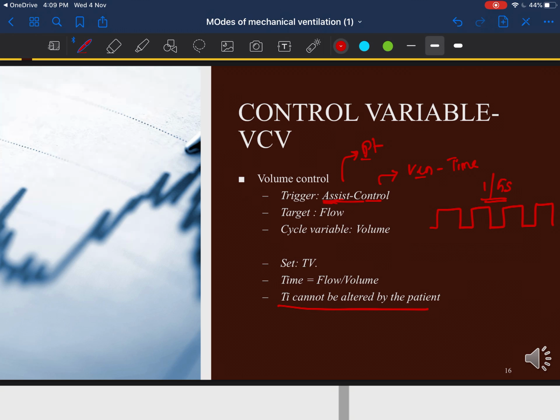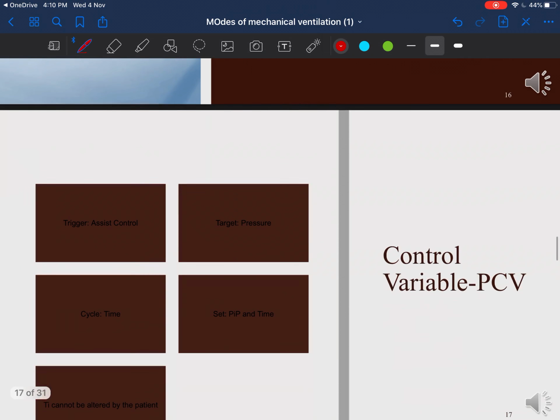If you have added this assist mode, then after a breath the ventilator waits for some time. Is the patient going to trigger? Is the patient going to trigger? If the patient is triggering, then the ventilator will provide a breath. If the patient is not triggering, then the ventilator will provide a mandatory breath. The spontaneous breath or a patient triggered breath is identified by you by looking at this negative deflection in the waveform. The target set in a volume control mode is flow, it is not volume. The cycle variable will be the volume. After the patient has achieved a set amount of tidal volume, then the inspiration cycles down to expiration.